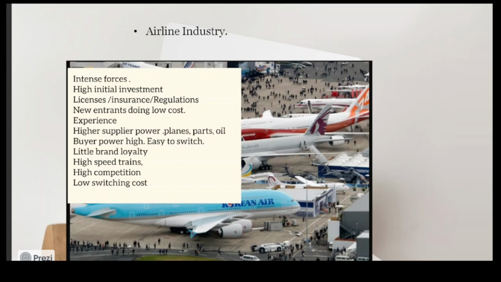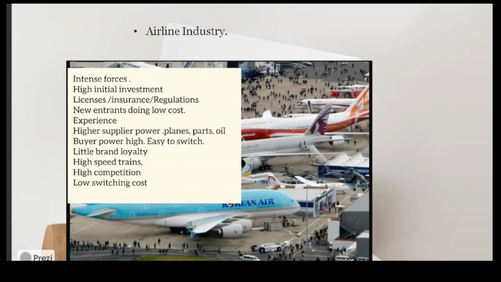But the initial investment is very, very high. It's not a small cost industry. And yes, there's licensing, insurance, regulations, controls, checks and balances, lots of checks. So many things are happening in order to ensure safety. And then the COVID guidelines, so there are lots of regulations in the industry.